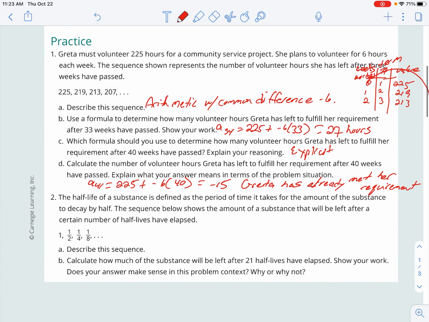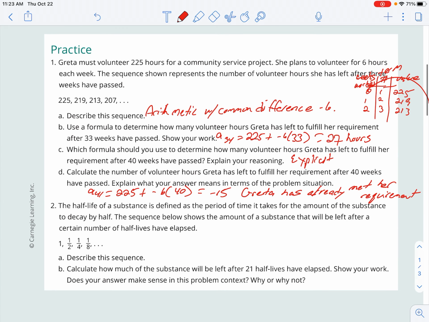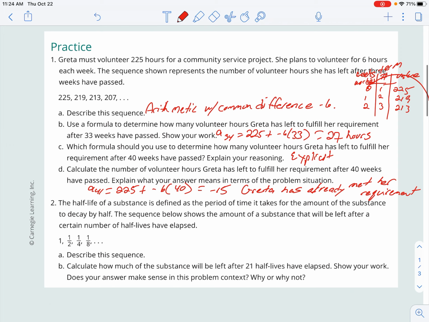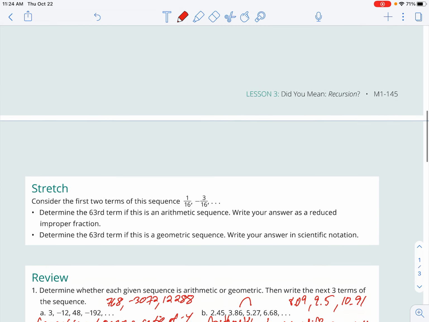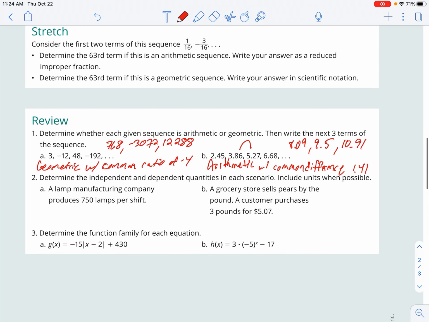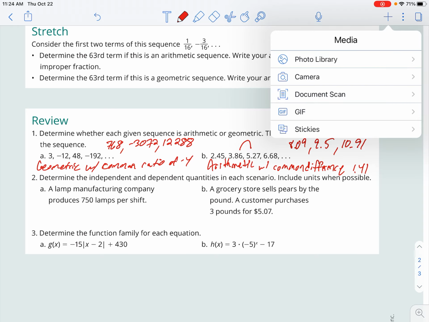I did not need to use my explicit formula like I did, say, on practice 1, because practice 1 wanted to know 33 weeks down the road, 40 weeks down the road. That's too much to fill out on a table. That's where the explicit formula is nice. If I just need to know some quick terms after the sequence, use the recursive formula, keep adding on that common difference or keep multiplying with that common ratio. That should do it.